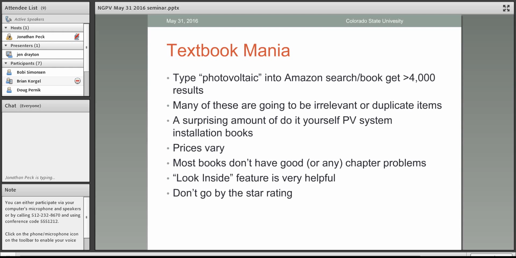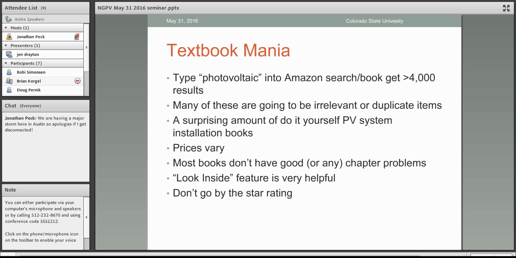Prices vary. You can get used books off Amazon, or you can get new books. Many of the books, in fact most of the books I looked at, didn't have good or even any chapter problems. I used the look inside feature a lot on that website, and I learned that you don't go by the star rating. You actually have to look at the textbook. You have to read some of the text to see how it's written, to see if you think it's going to be easy for your students to understand.